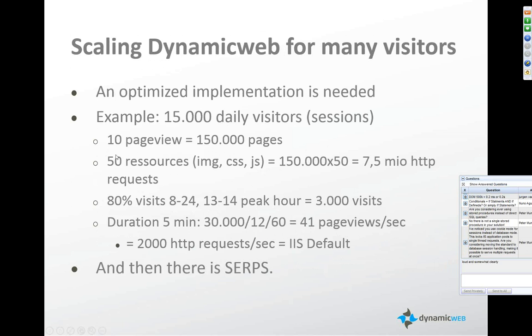And because we have 50 resources on every page view, we will have approximately 2,000 HTTP requests every second into the IIS, asking for images and pages and JavaScript files and so on. And this is just one of these calculations that needs to be done before you go live. So you have to take into consideration, do I need a web hotel on a shared hosting environment with hundreds of others, or should I maybe have a dedicated server, and how big should that dedicated server be?